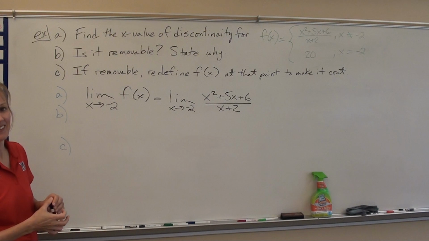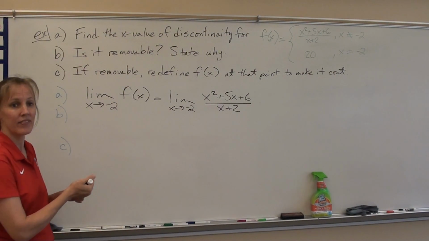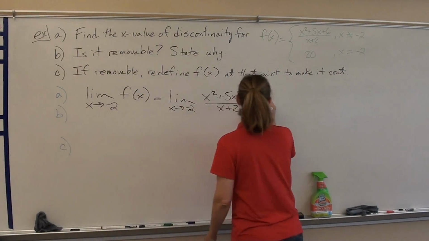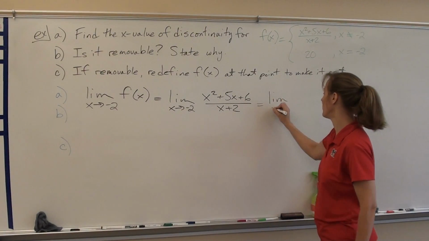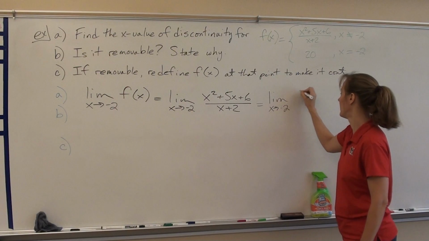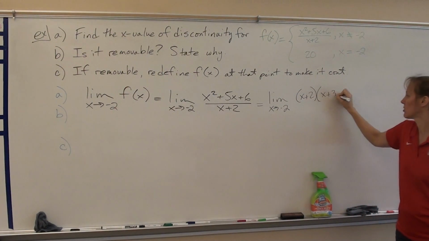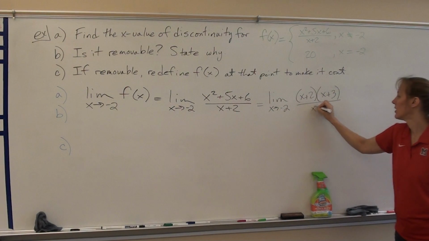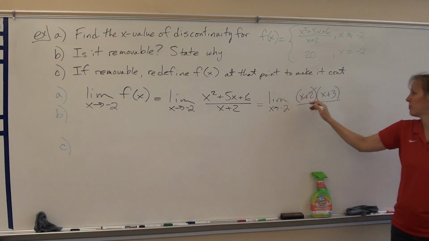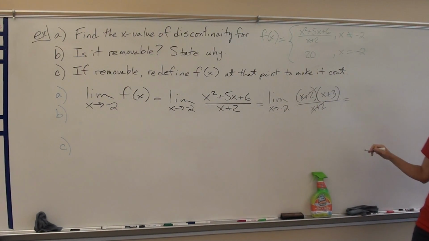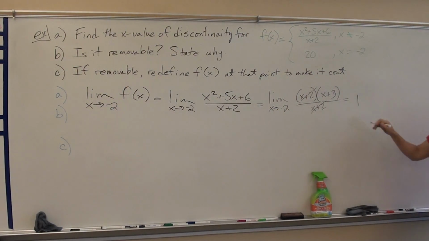Now it's just 2. These are easy, I'm giving you easy factoring ones. But that doesn't mean we will on the quiz or the test, right? All right. So bam, bam. What is this limit? It's 1.